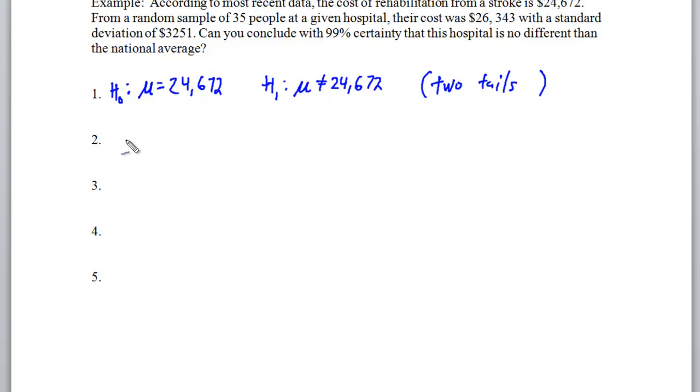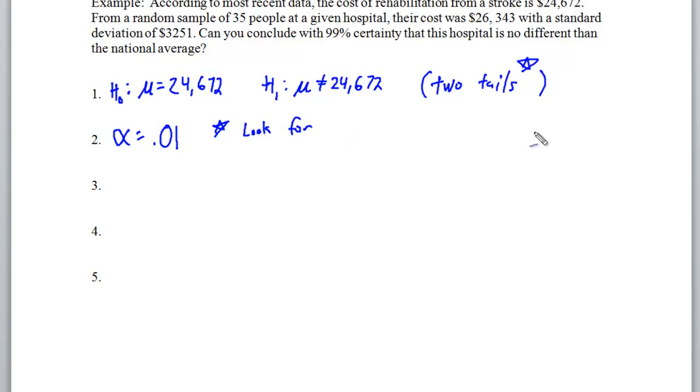Now, let's go with our alpha. Since this is a 99% certainty, our chance of making a type 1 error is 1%. Now, what makes a two-tailed test different, I'm going to put a little star here, because two-tailed tests have a little trick to them. We have to look for two different z-values, because there's a z-value on the top and a z-value on the bottom. So the top 1% isn't really 1% because it's 0.5%.